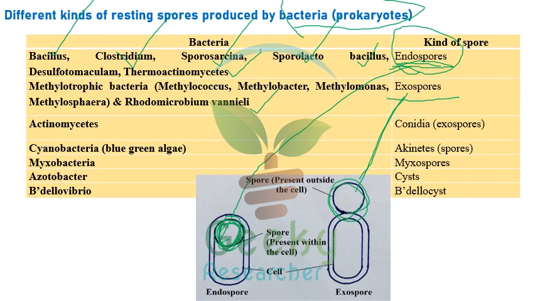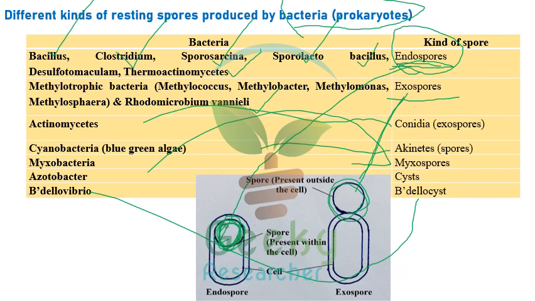Actinomycetes produce conidia or exospores. Cyanobacteria, that is blue green algae, produce akinetes. Myxobacteria produce myxospores, whereas Azotobacter produce cysts. Bdellovibrio produces bdellocysts. So these are all the different kinds of resting spores produced by the bacteria.